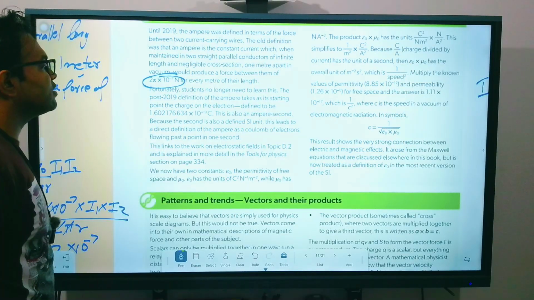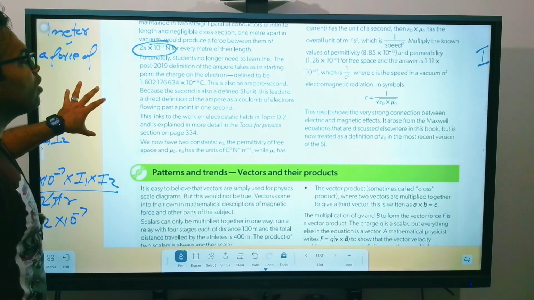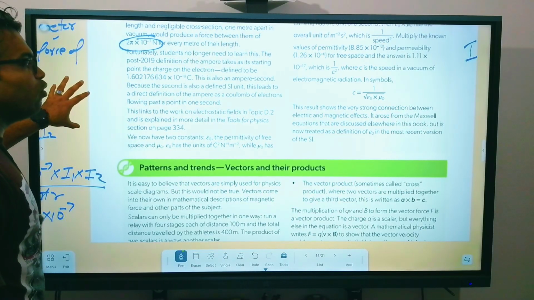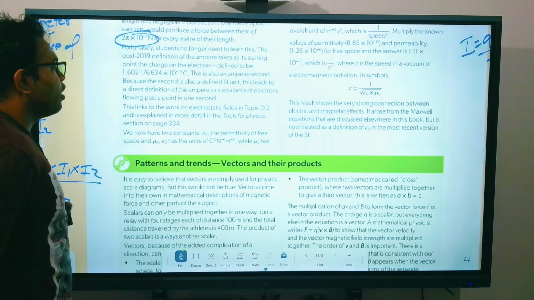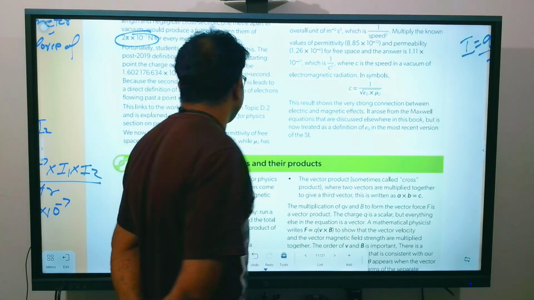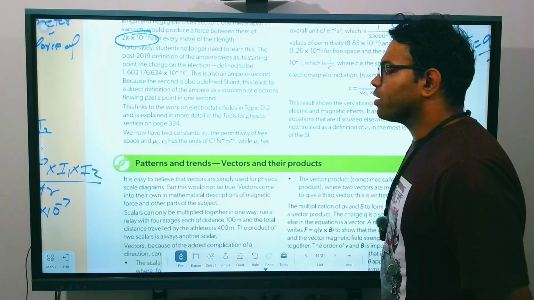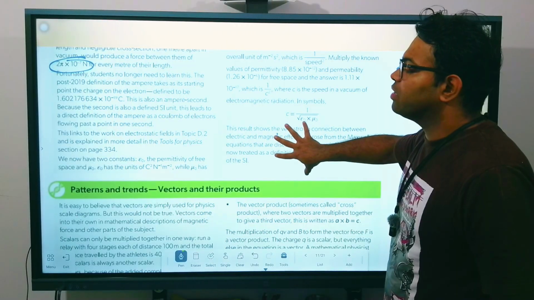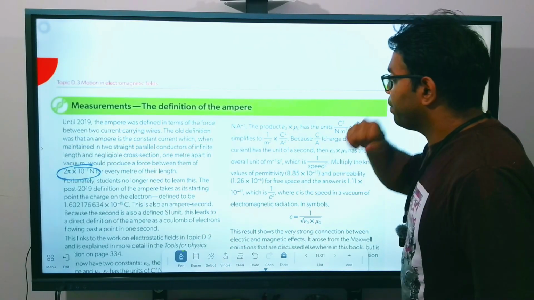This links to the work on electrostatic fields in topic D2, and this is explained in more detail in the tools for physics section on page 334. We now have two constants, epsilon naught, the permittivity of free space, and mu naught, the permeability. Epsilon naught has a unit of Coulomb square Newton inverse meter minus 2, while mu naught has a unit of Newton ampere minus 2.